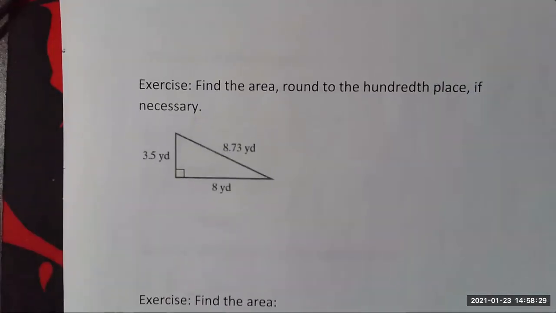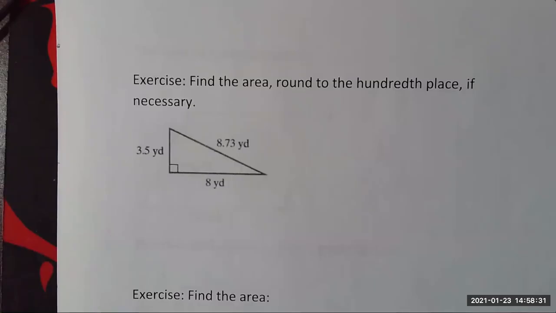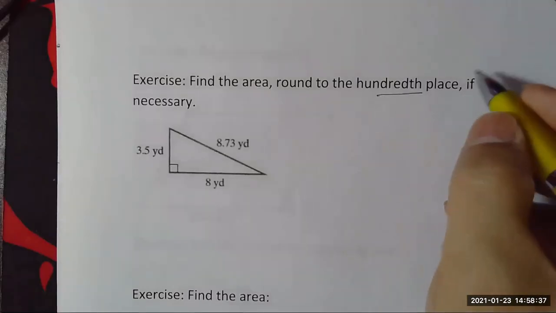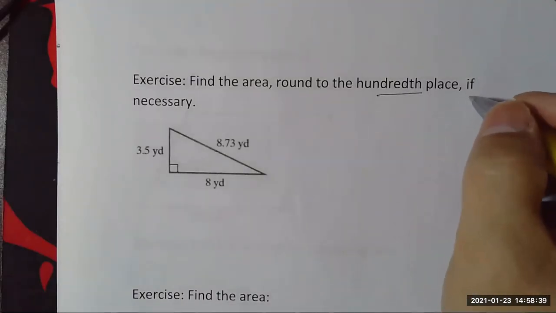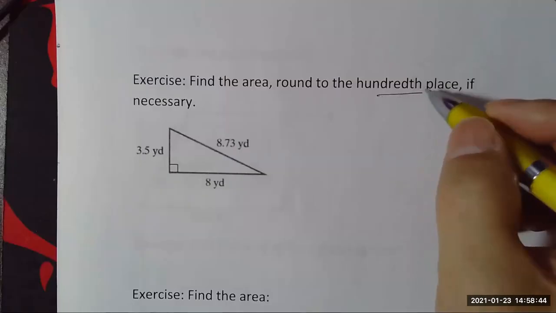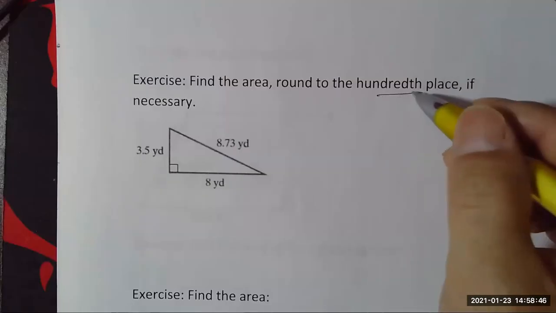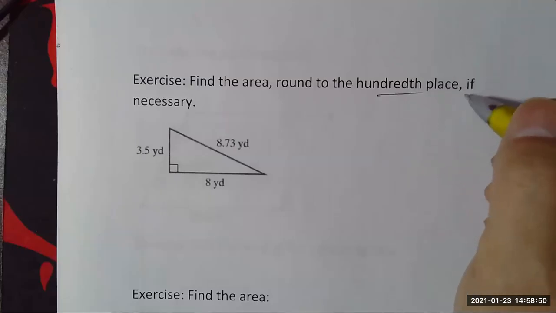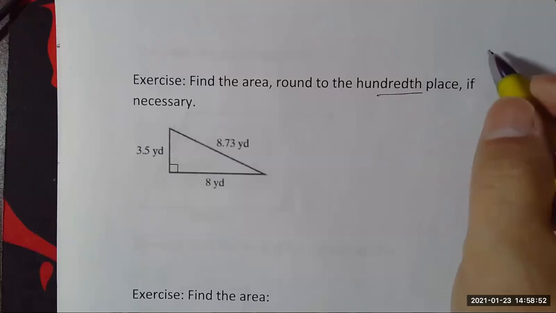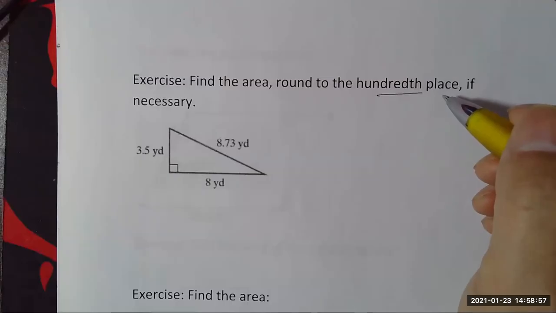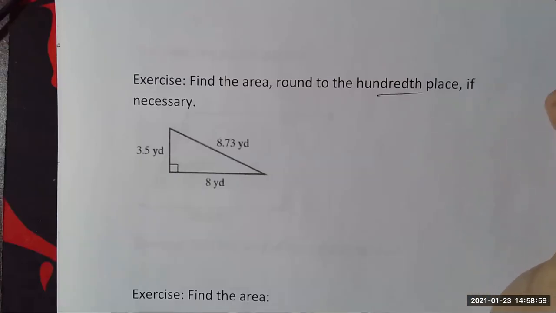Now our next one is also find the area of this triangle and round to the hundredth place if necessary. When they say if necessary, it means for this particular case, hundredth place represents the second decimal digit. In other words, after you do the calculation, if your answer has more than 2 decimal digits, then that's when it is necessary to round it so that you have 2 decimal digits in the end.